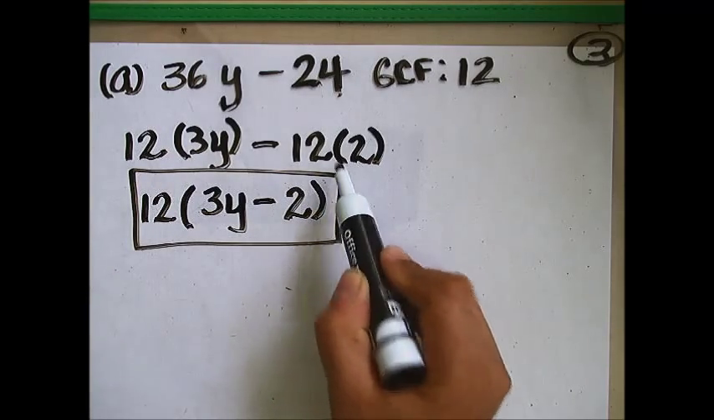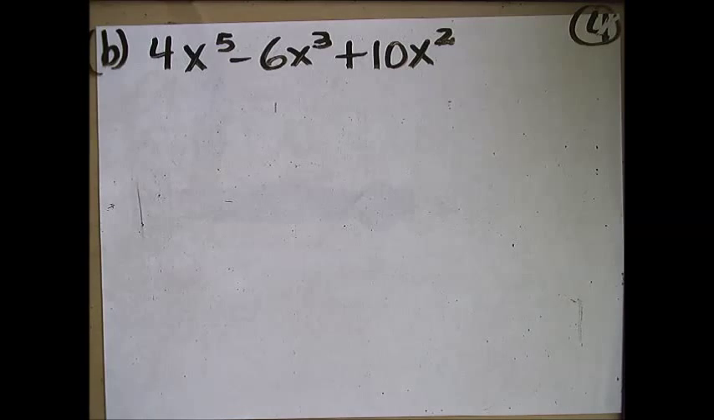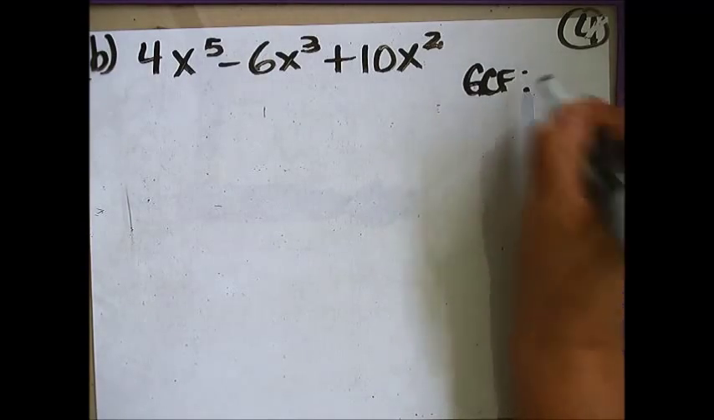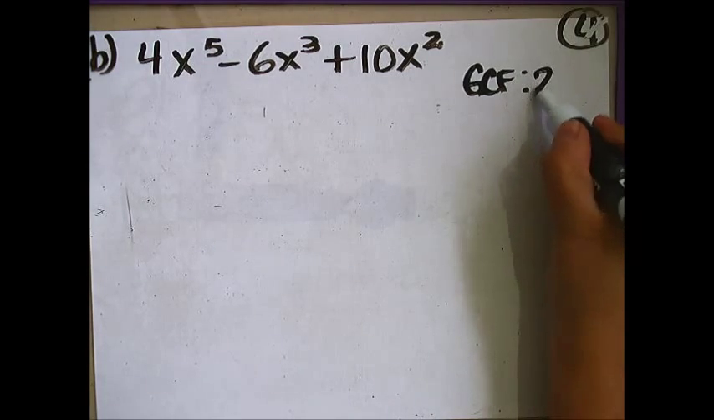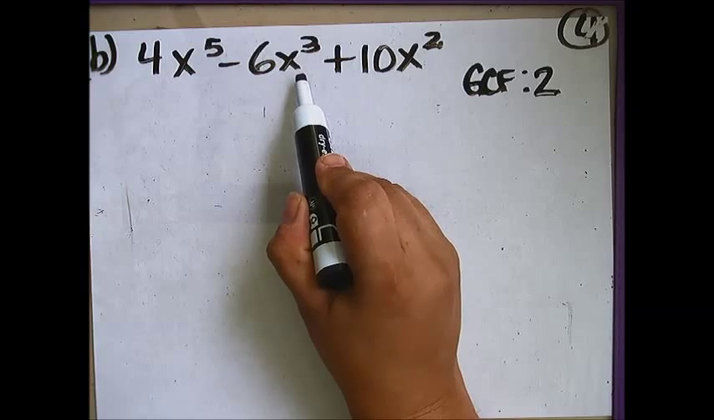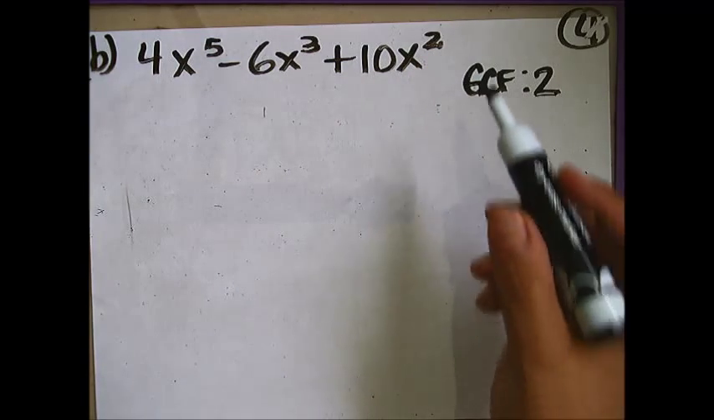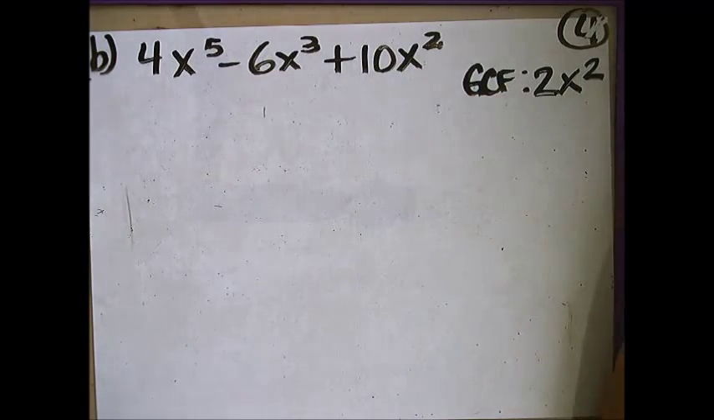So this is the answer when you factor using the greatest common factor. For this example, let's go ahead and again find the greatest common factor. So the greatest common factor number will be 2. Now look at these terms. They have x to the 5th, x to the 3rd, and x to the 2nd. So we have to look for the exponent that will go into each one of these, and that's going to be x to the 2nd.